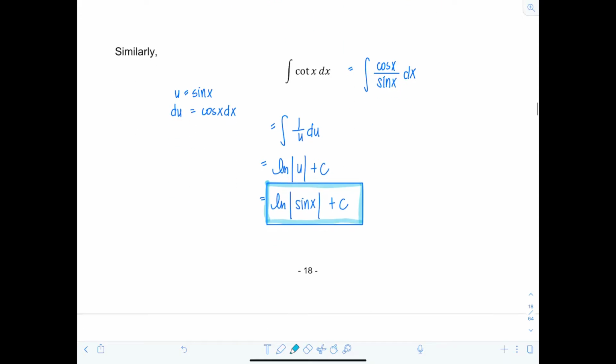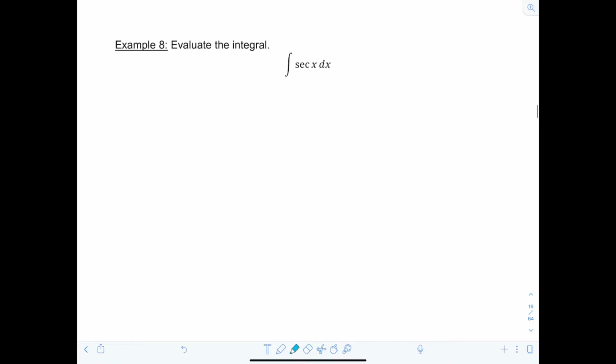Now here's another one that you need to put to memory, the integral of secant x dx, because it's going to come up so often, you don't want to have to go through this process every single time. And it's not the most intuitive, let me be honest. So how do you integrate secant of x dx? You multiply by 1, but a very special version of 1.